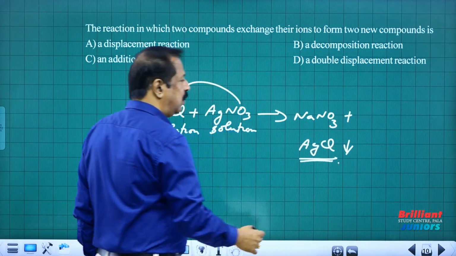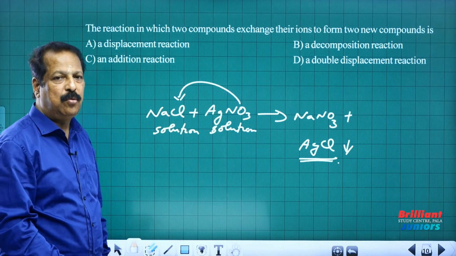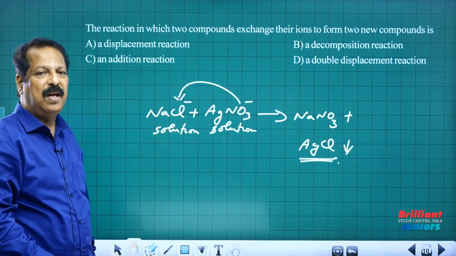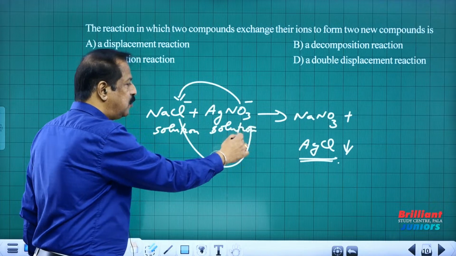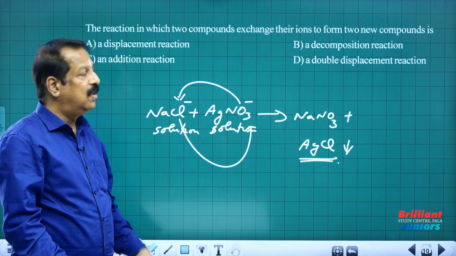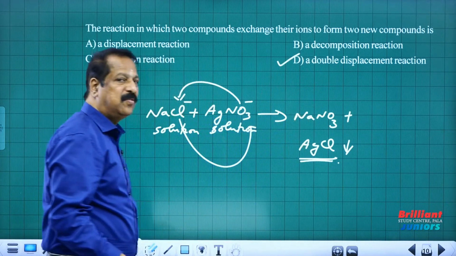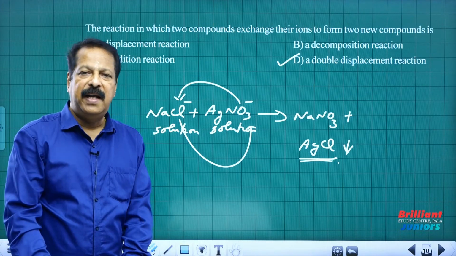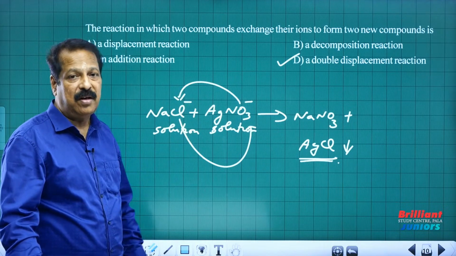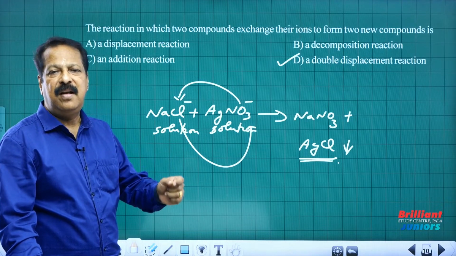AgCl precipitate. Actually what is happening is the ions are exchanged between the two reactants. Cl minus goes to the other side, NO3 minus goes to the other side, so you get new compounds, NaNO3 and AgCl. Such a reaction is called a double displacement reaction, where the ions are exchanged, or we can call it double decomposition also. We will get a precipitate of AgCl, and AgCl is a white curdy precipitate.